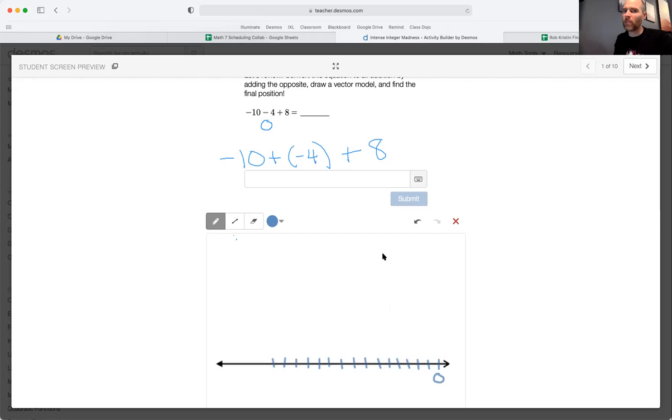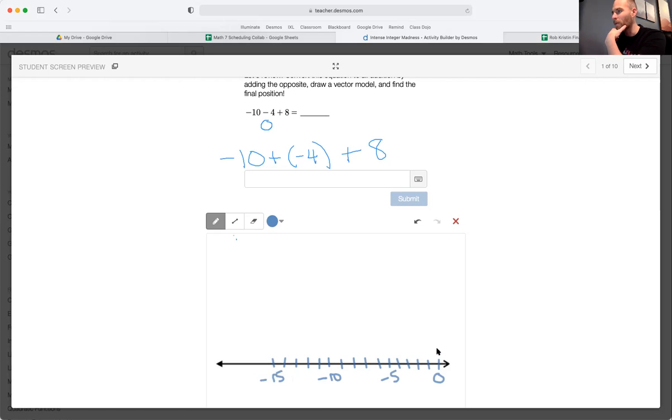Probably don't need to label every single one though. That would be super messy. So I'll label every 5. So -1, -2, -3, -4, -5 is right here. And then -6, -7, -8, -9, -10 is right here. And -11, -12, -13, -14, -15 is right here. All right, now I'm ready to draw my first vector.